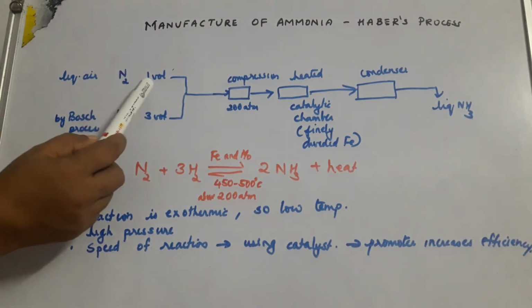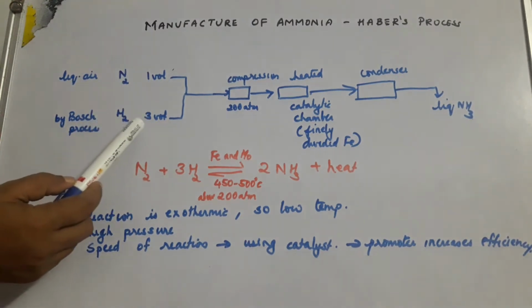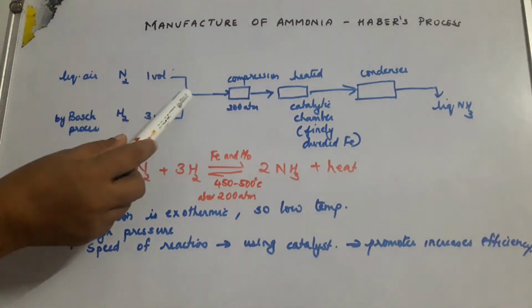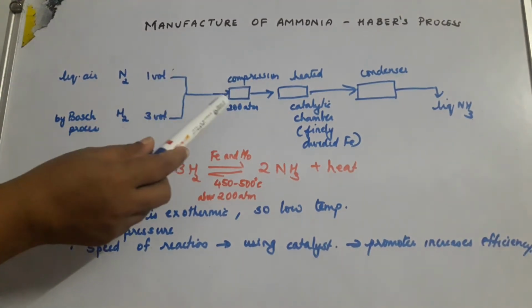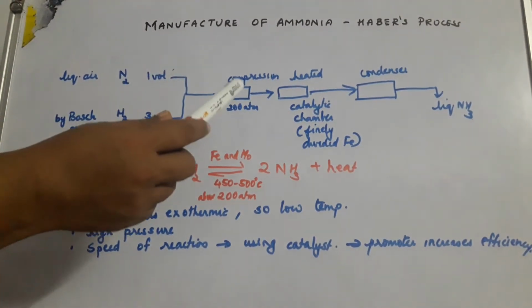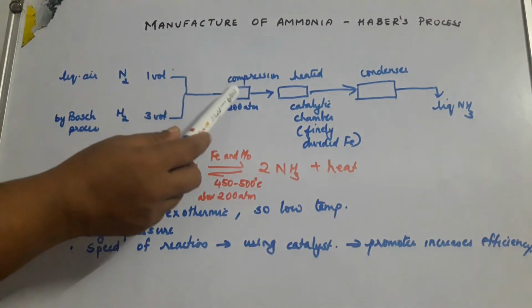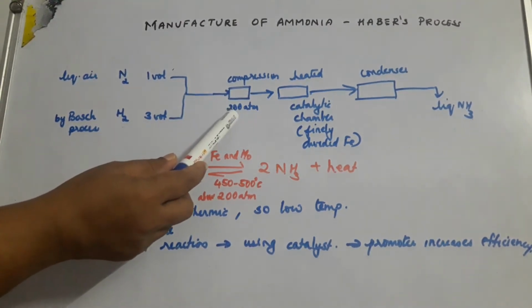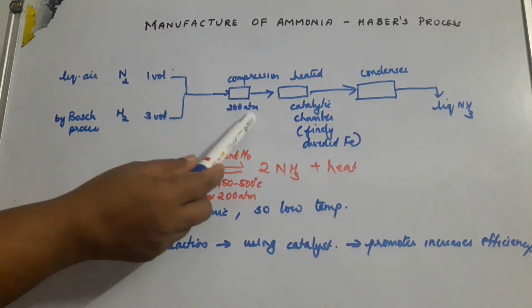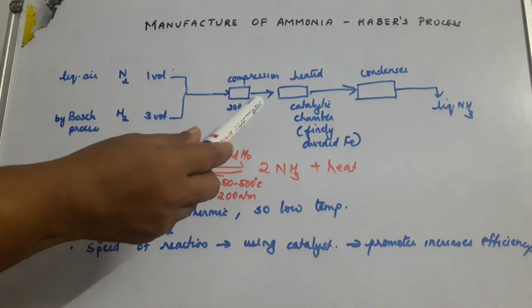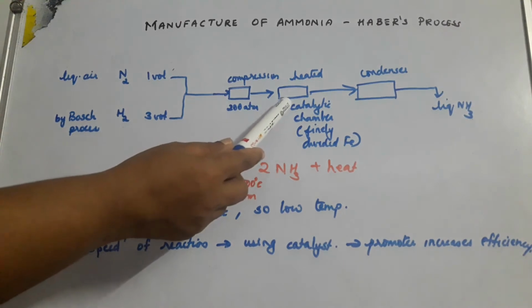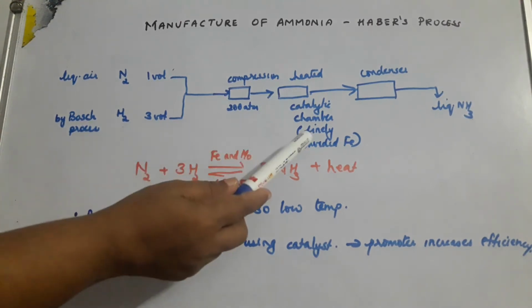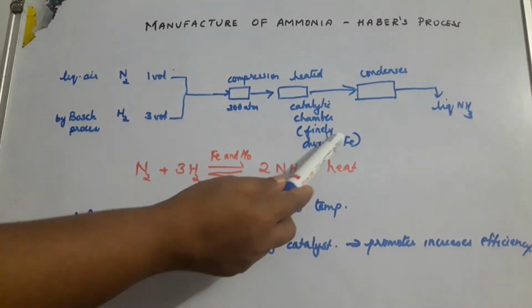Now nitrogen is taken 1 volume, hydrogen is taken 3 volume, and it is passed into a chamber called the compression chamber. There the gases are compressed, and the pressure involved is above 200 atmosphere. And this is then passed into a catalytic chamber. There the catalyst is placed. The catalyst used is finely divided iron.